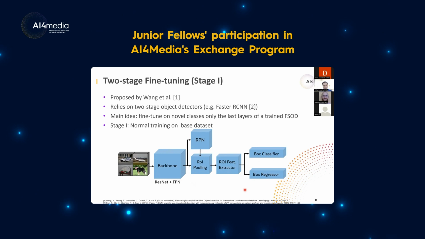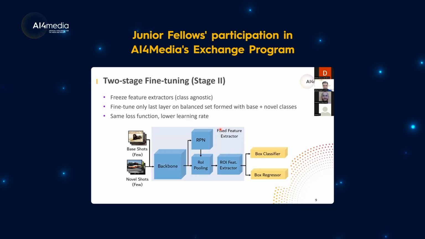Okay, so in the first stage, this entire system is trained normally. We train it on the base dataset, which contains only 60 classes from MS COCO, which consists of 80 classes in total. So we leave 20 classes aside for the next stage. And the system is trained as you would train any other object detector.